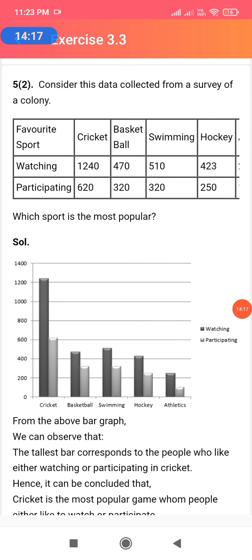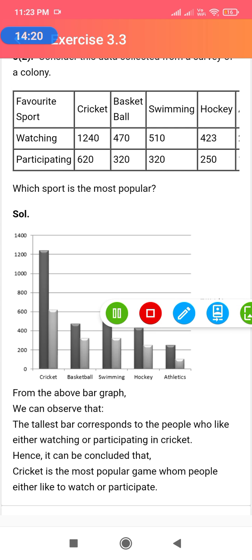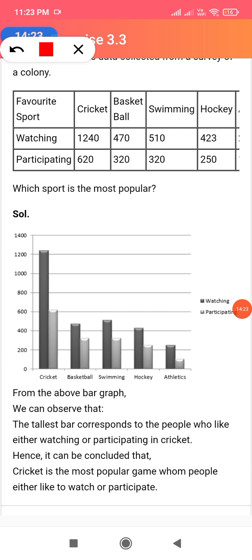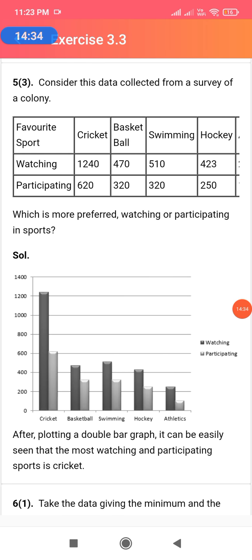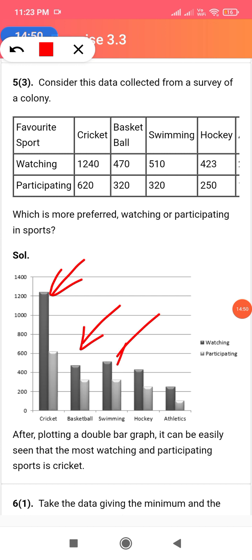Now, considering this, which sport is most popular? When we drew the graph, which is the most popular sport? In any case we have cricket, which is the most popular game. Which is most preferred, watching or participating in sport? Whether watching has a higher graph or participating has a higher graph. We see in all the cases watching has a higher graph. So obviously watching is more than participating.